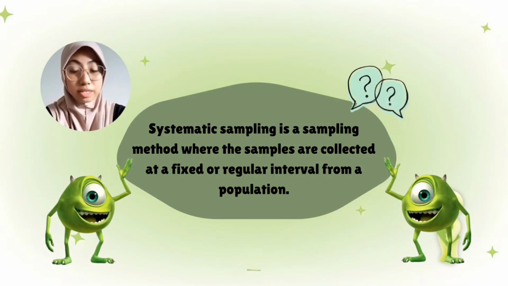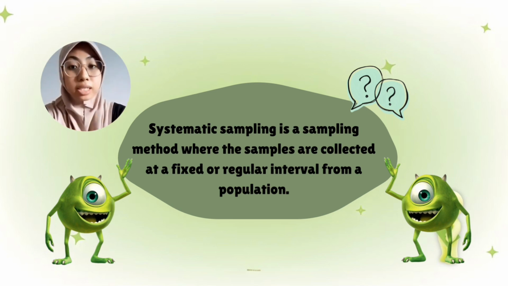As you can see here, systematic sampling is a sampling method where samples are collected at a fixed or regular interval from a population, which means we select the samples at a specific interval such as every 5th or 10th.